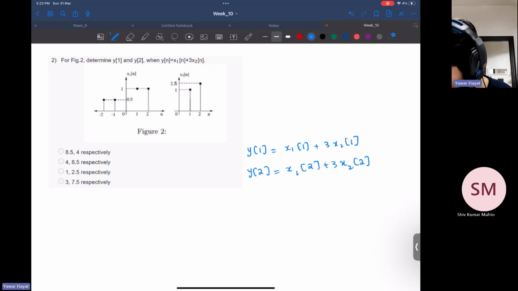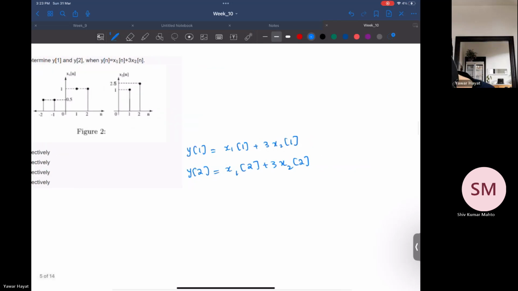And your x1 of 1, notice, is 1. Your x2 of 1 is again 1. So this will be equal to 1 plus 3 times 1, that is 4.